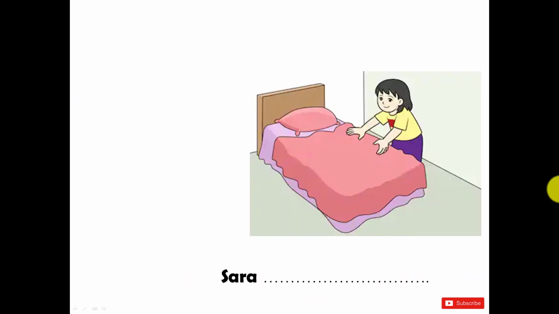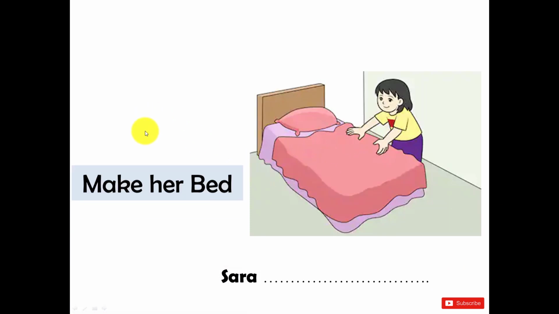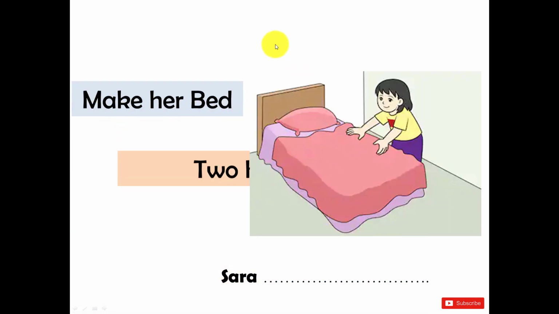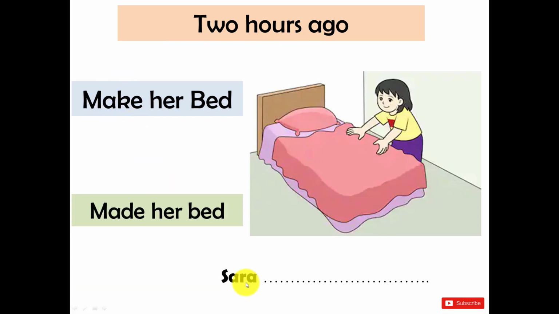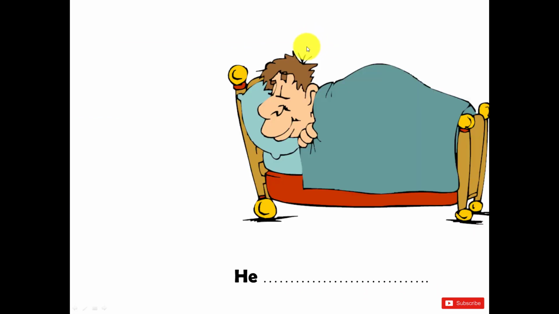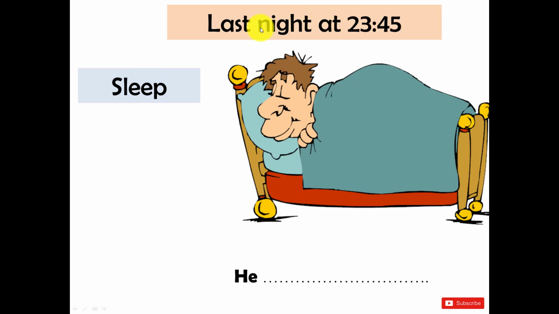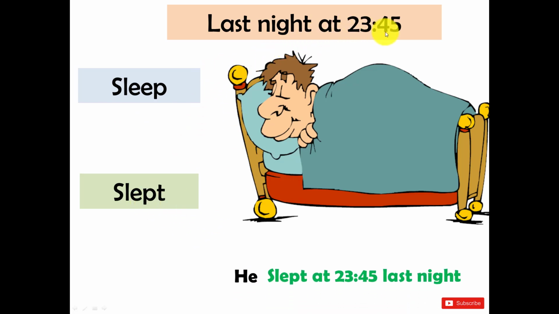Next, this is Sarah. This is the verb, make her bed, and this is a time expression. What is the past of make? Good job, made. So Sarah made her bed 2 hours ago. Good job. Next, he, this is the verb sleep, and the time expression is last night. So what is the past of sleep? Slept. So he slept last night at 11:45.